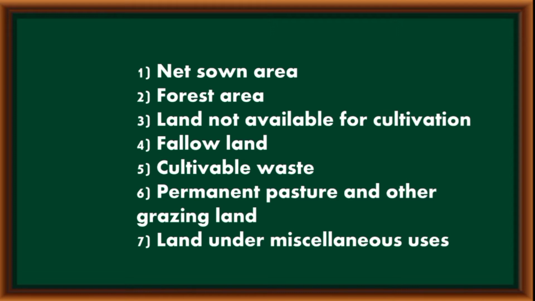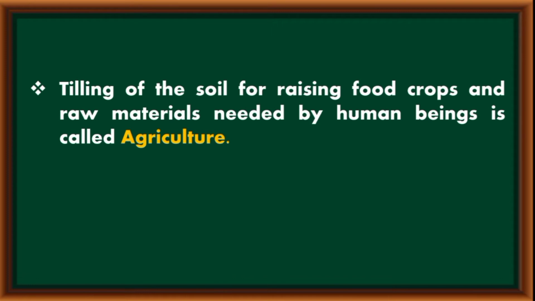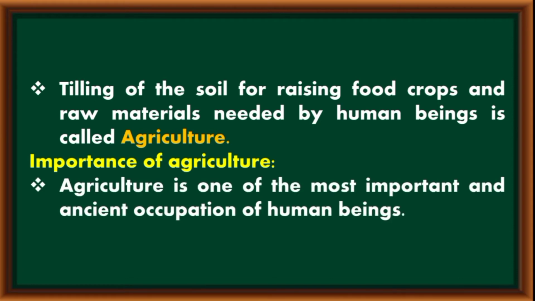Let's move to question number 3. What is the meaning of agriculture? Explain the importance of agriculture in India. Answer is tilling of the soil for raising food crops and raw materials needed by human beings is called agriculture. Importance of agriculture. Agriculture is one of the most important and ancient occupation of human beings.